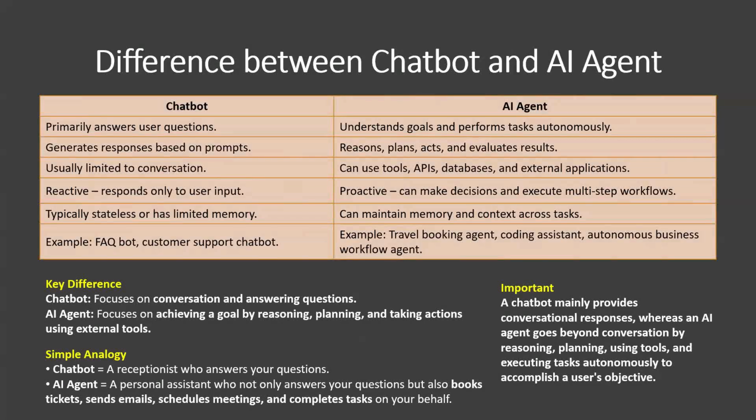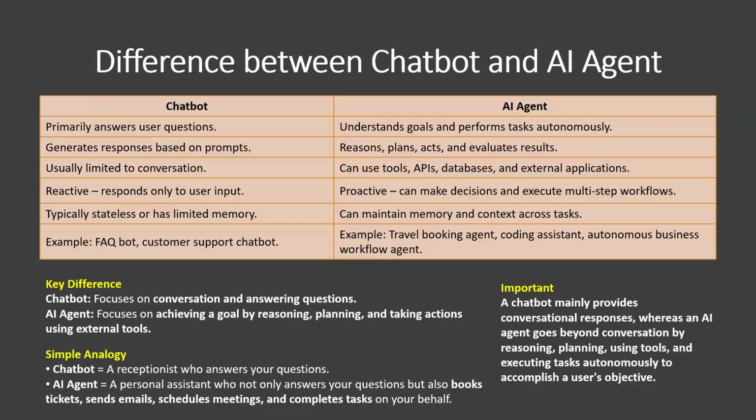A chatbot is typically stateless or has limited memory, while AI agents can maintain memory and context across interactions. An example of a chatbot is an FAQ bot or a customer support chatbot. Examples of AI agents are a travel booking agent, a coding assistant, and an autonomous business workflow agent.